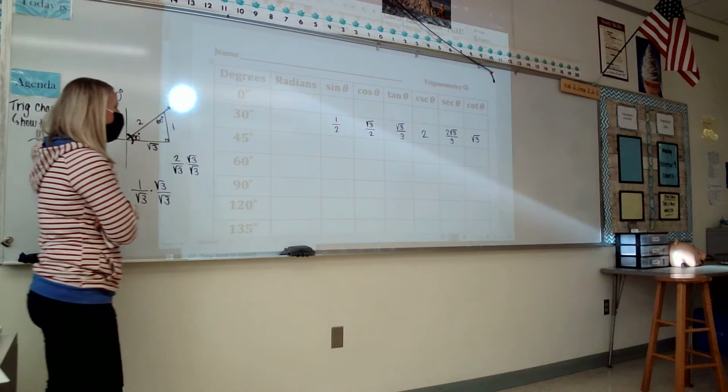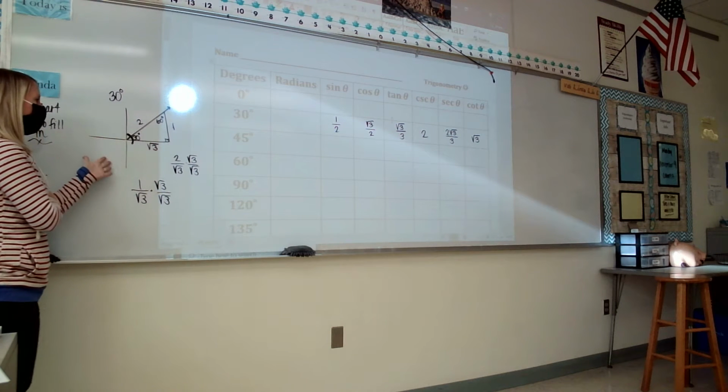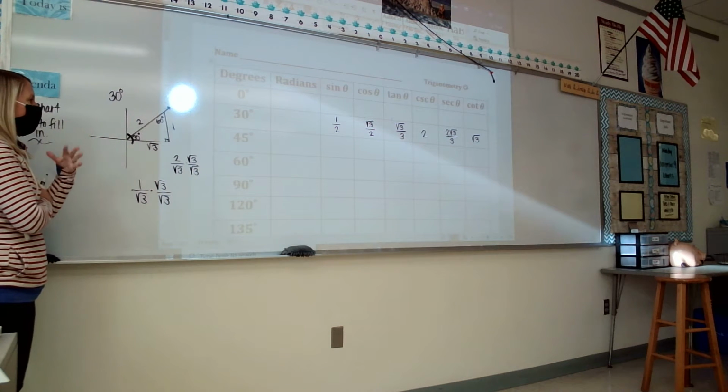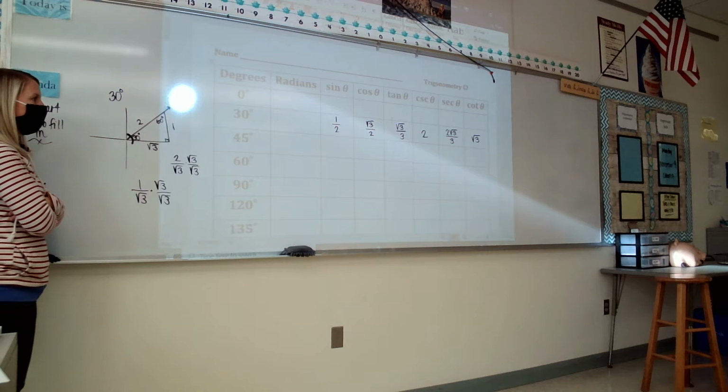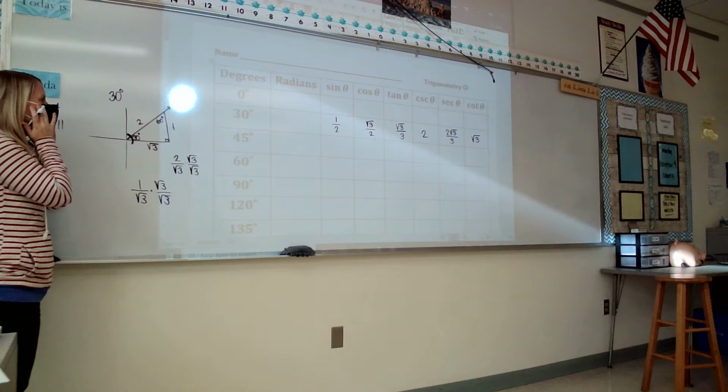So basically all I'm doing is I look at that specific triangle, I'm saying opposite, adjacent, hypotenuse from the reference angle, and I'm filling in my 6 trig functions. Delightful.